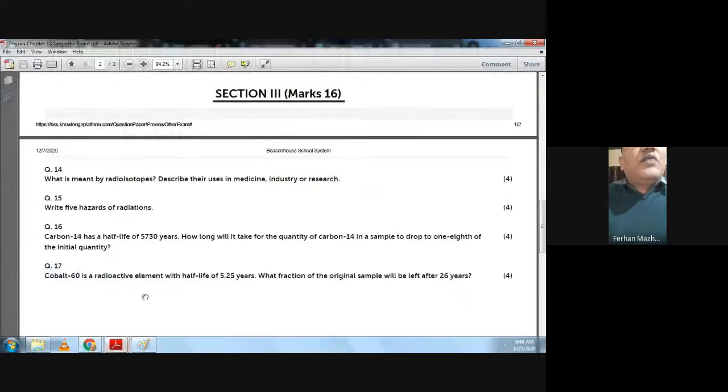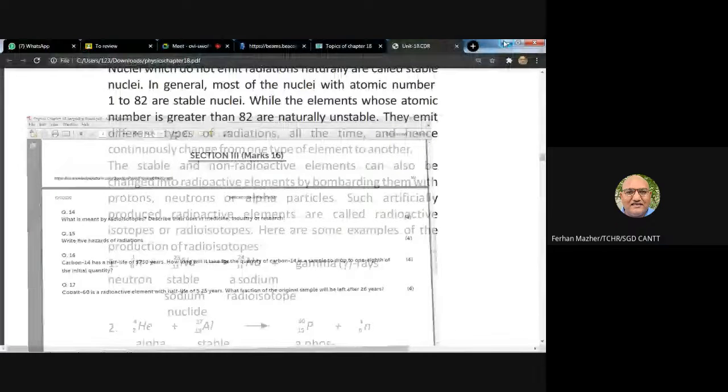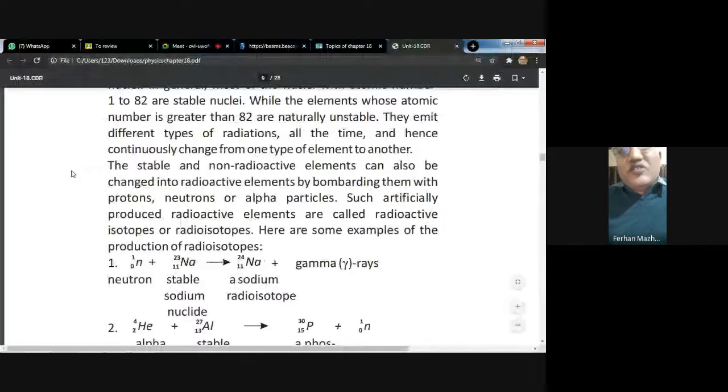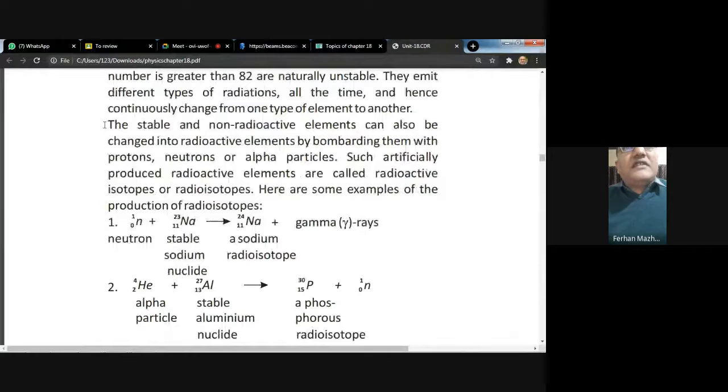Let me see that. What is meant by the radioisotope? Describe their uses in the medicine, industry, or research. Okay. So will you like to write this? First of all, write this portion. The stable. From here, the stable. And the two examples, or you can write one example. Will be enough. And the second part of the question is what is their use in the medicine or industry?